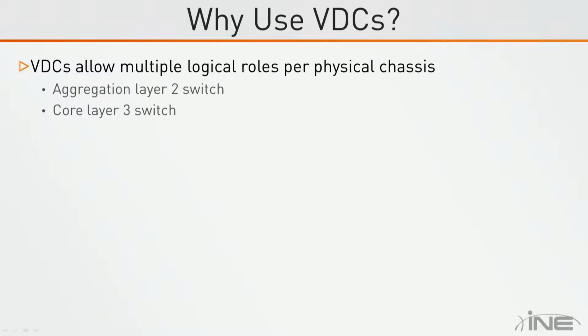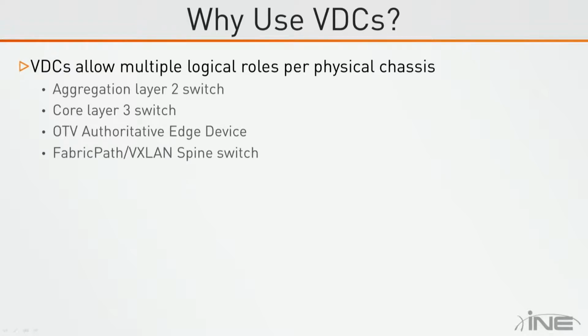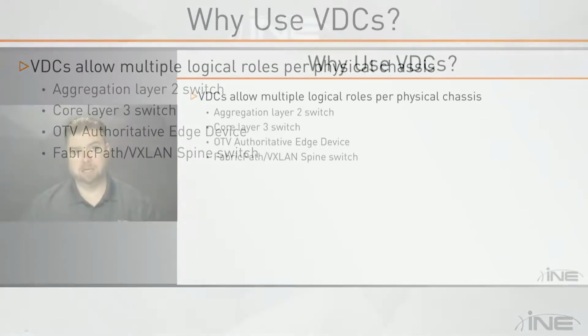Now, we'll also see that there's certain software features and certain hardware features that are going to require the usage of the virtual device context. For example, in the case of overlay transport virtualization, there's going to be a hardware limitation that you cannot do routing of a VLAN and also bridging of it over OTV at the same time. And then the same is going to be true of features like FabricPath or VXLAN Leaf versus VXLAN Spine. You cannot combine all of these together within the same virtual context.